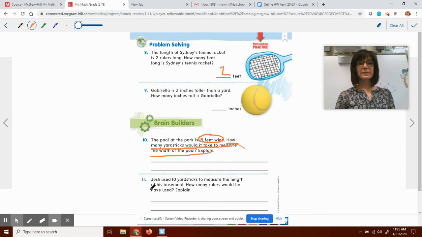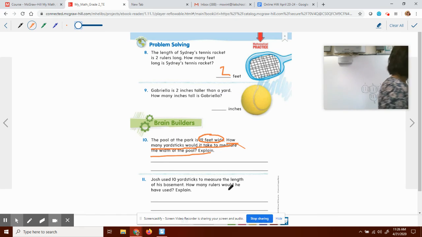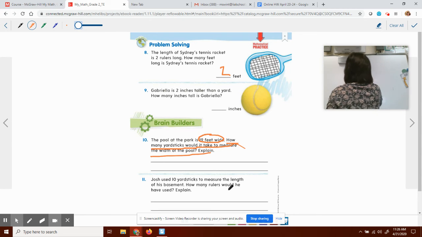On number 11, it's Josh used 10 yardsticks to measure the length of his basement. How many feet would he have? Well, there we go again. Rulers are a foot. So I can go ahead and Mrs. Smith is going to draw some more pictures on the smart board here. We're getting some good use out of it.